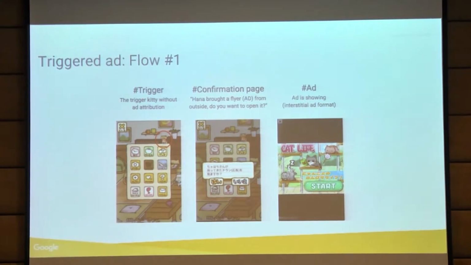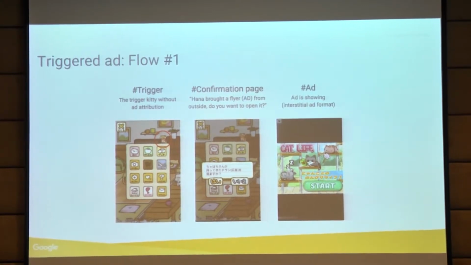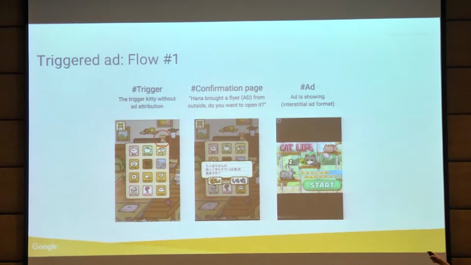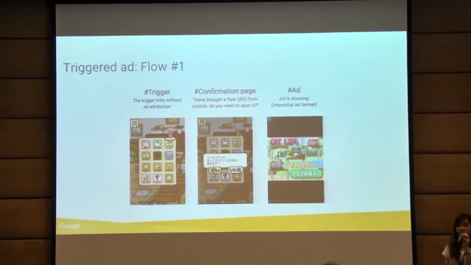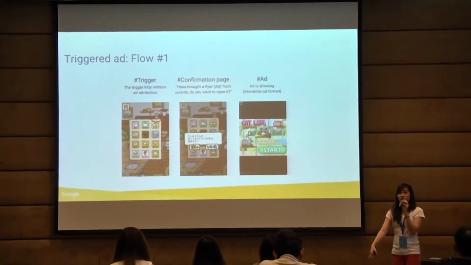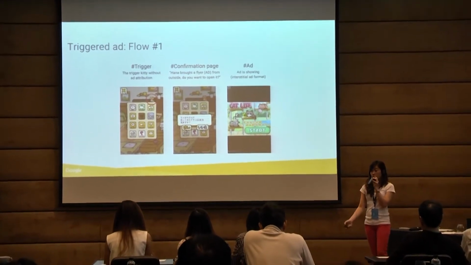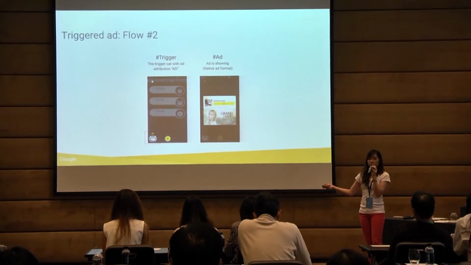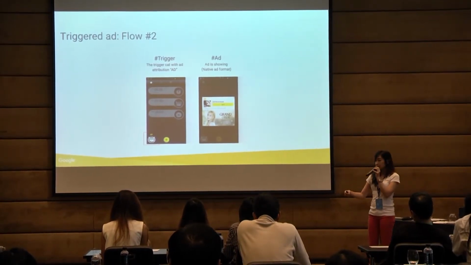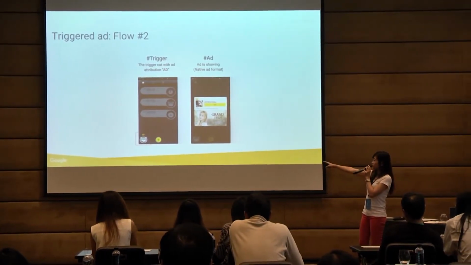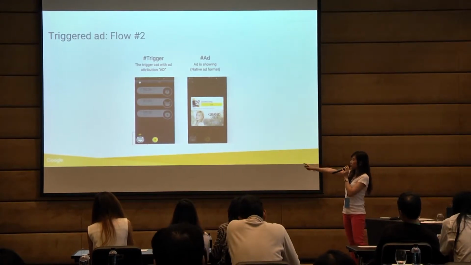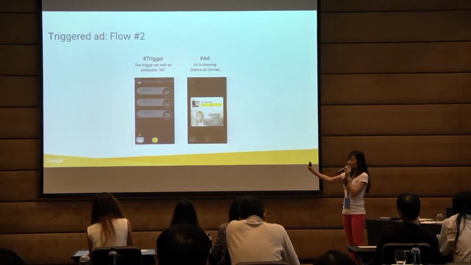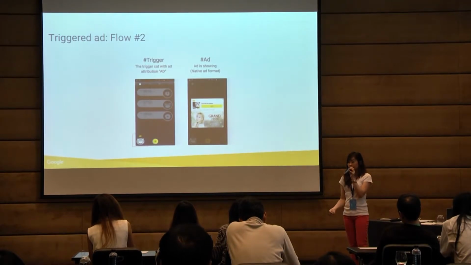So some people, they don't like to have a confirmation page in the middle because they feel like it's an additional step for the users to choose. And so we provide flow number two, which is without the confirmation page. So if you see here, if the users click on the cat icon, then the ads will immediately show up.